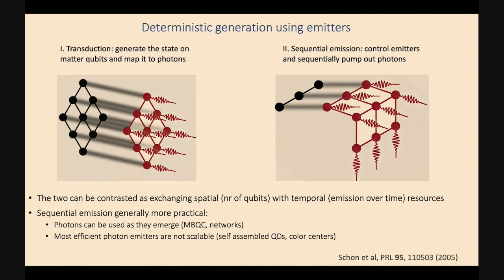And this is a schematic where you can think of creating a state on matter qubits and transducing it, or mapping it onto photons. Or you can think of a way of sequential emission of photons out of matter qubits in a way that they come out in an entangled state.